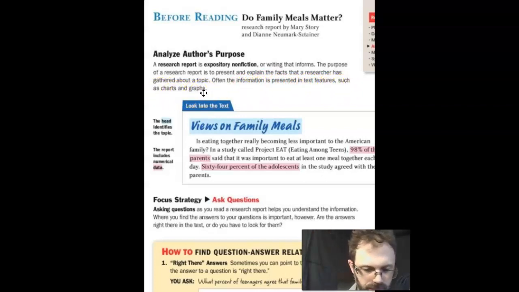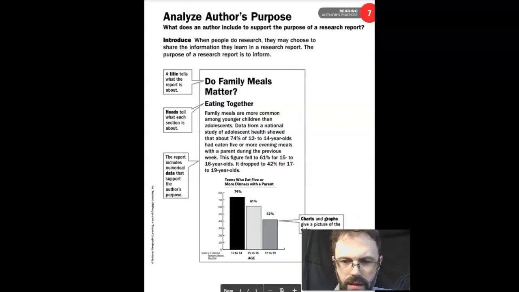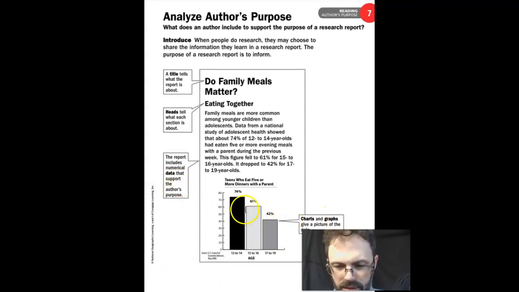So let's just take a look here at some charts and graphs. So here's another page, and when we're talking about charts, we're talking about things like these. This is an example of a chart or a graph, and it takes the information that is presented in the text here, these statistics, and makes it visual. It's so that you can see the relationships with the numbers.